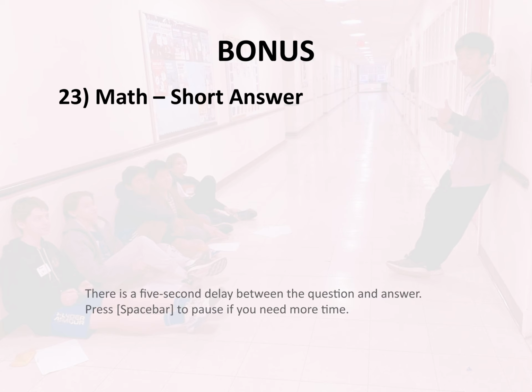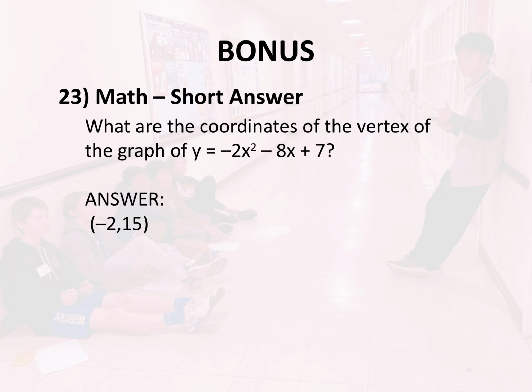Bonus 23. Math, short answer. What are the coordinates of the vertex of the graph of y equals negative 2x squared minus 8x plus 7? Answer: negative 2, 15.